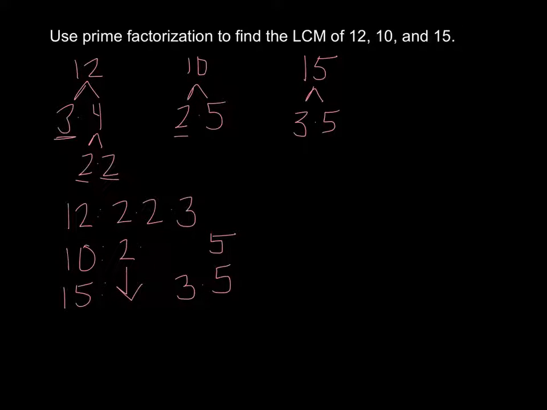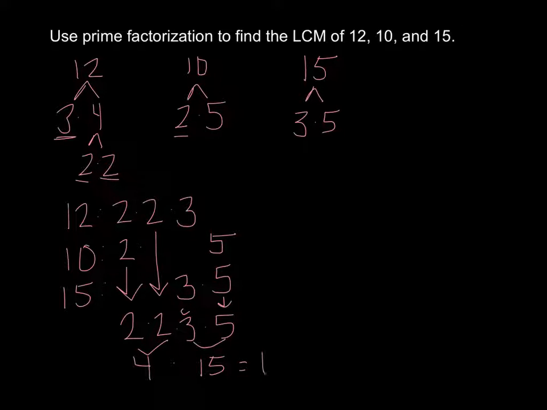So now I can bring my arrows in. I'll bring down my 2. Bring down my 2. Bring down my 3. And my 5. Okay, so 3 times 5 is 15. 15 times 4 is 60. So in this case, our least common multiple is 60.